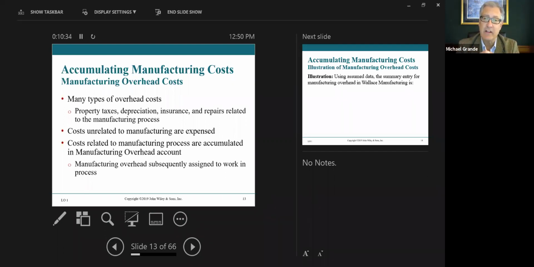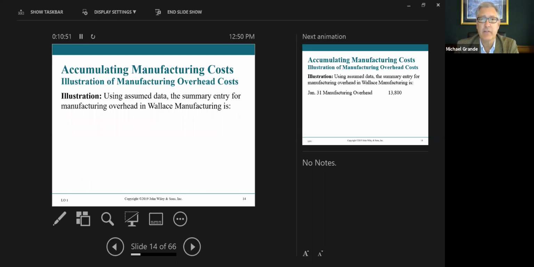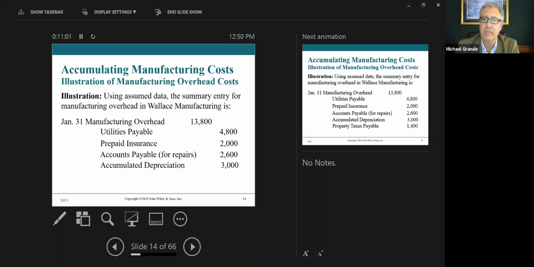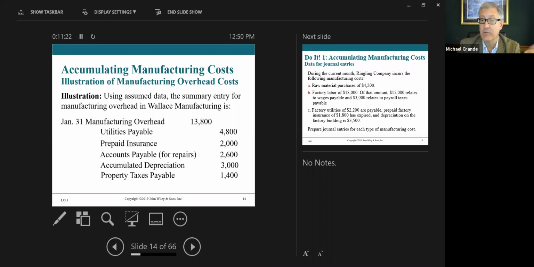Again, the manufacturing overhead account is a T account, a general ledger account. It's classified as a balance sheet account, and the debits in that account represent actual costs. And as we're going to see, the credits represent amounts transferred to work in process. Another illustration. Using some assumed data, the summary entry for manufacturing overhead in Wallace Manufacturing is as follows. So rather than debiting utilities expense, insurance expense, repairs expense, depreciation expense, all of these costs that are associated with the factory are debited to manufacturing overhead. Same thing with property taxes.